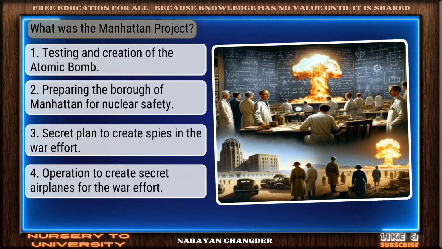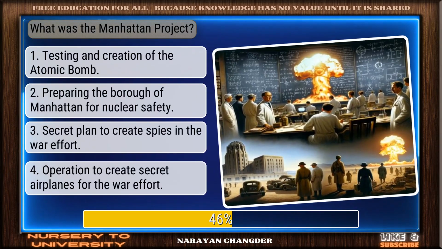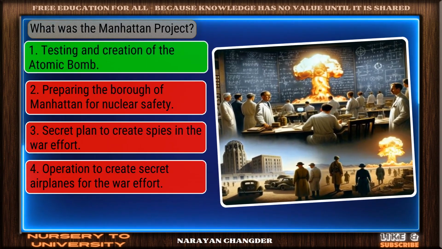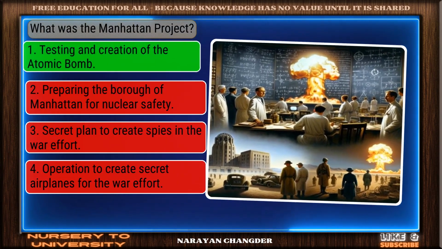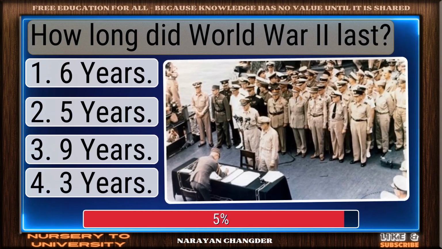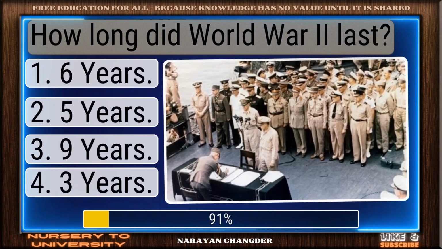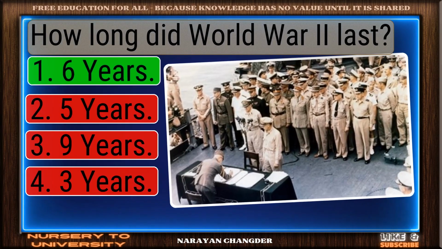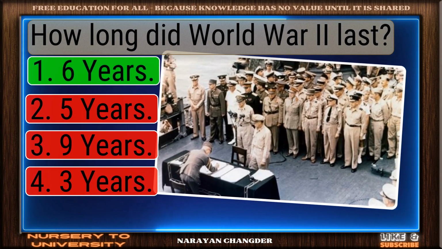What was the Manhattan Project? Valid point. Testing and creation of the atomic bomb is true. How long did World War II last? Excellent choice. 6 years is the right answer.